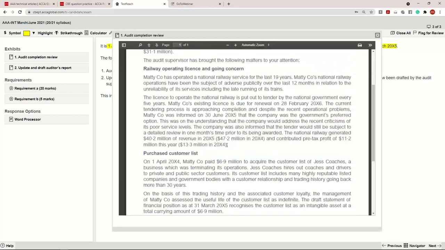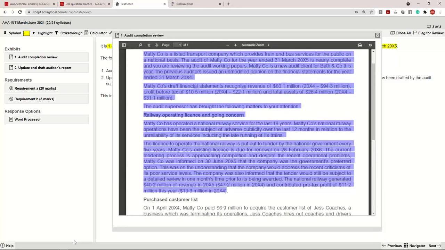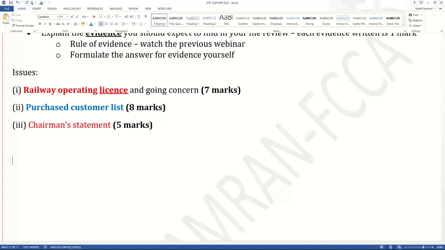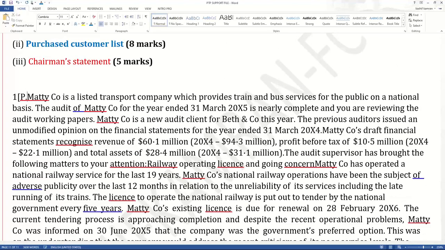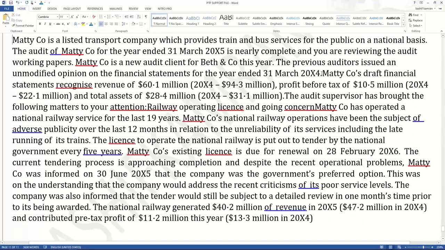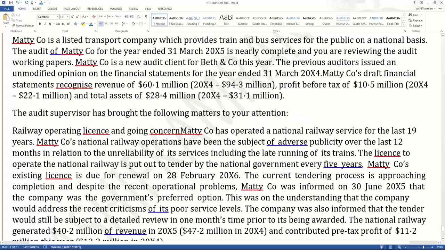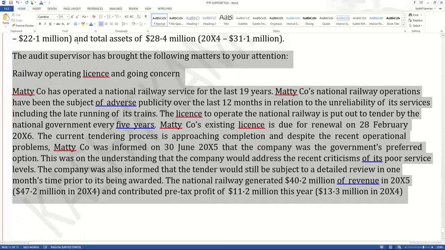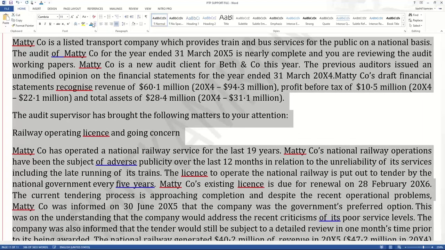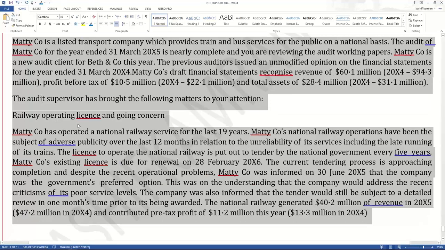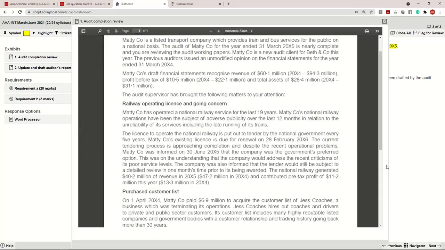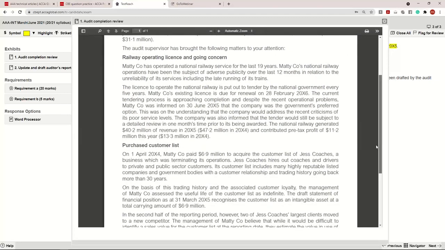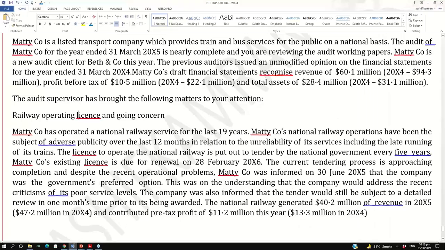I'm just copying the information from here. Just give me 1 minute. I'll take this to my Word file, because that will give me a large space to read things with you. Sorry, again, let me just paste the information here. Okay, can you see this on your Word file in front? I've just copied that from the practice platform onto my Word file so I get some space to do a proper analysis with you, right? I opened up the Exhibit 1, and from the Exhibit 1, I copied the information up to the railway operating license and going concern. Now I'm going back to my Word file, so I don't need to switch back and forth again. I'm reading from here.